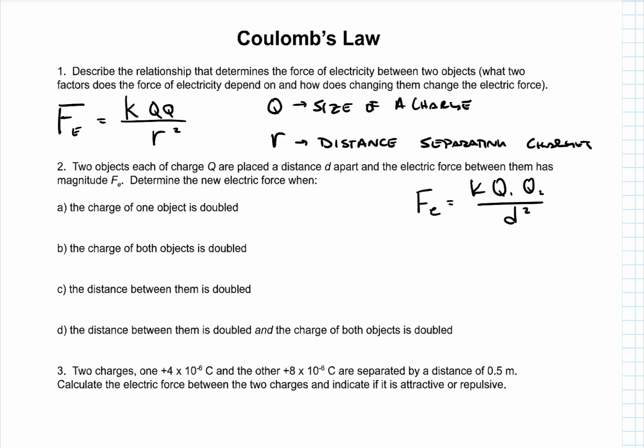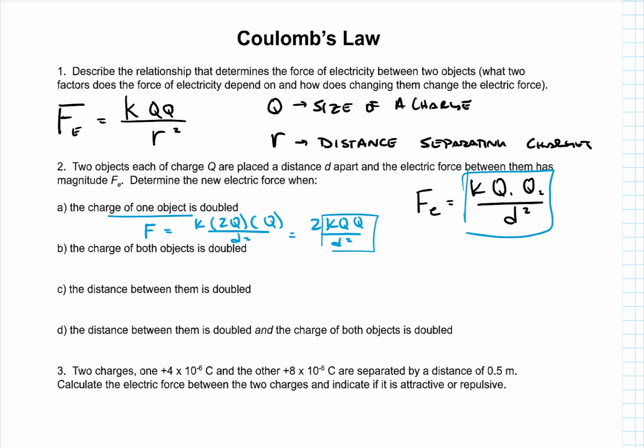And so what we want to look at is how that electric force changes every single time we make one of these changes. So if I want to find the new force when the charge on one of the objects is doubled, that electric force now is going to be K times 2Q times Q over d squared. So I've got 2KQQ over d squared, and that is my original force right there. So what I have is twice the original force. If I double one of the charges, I double the total electric force.